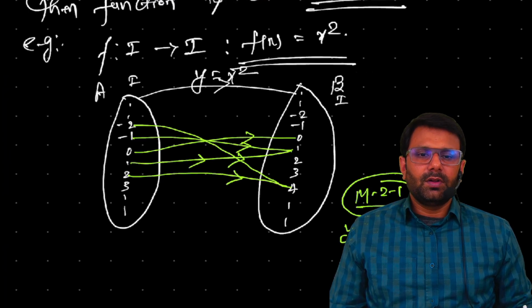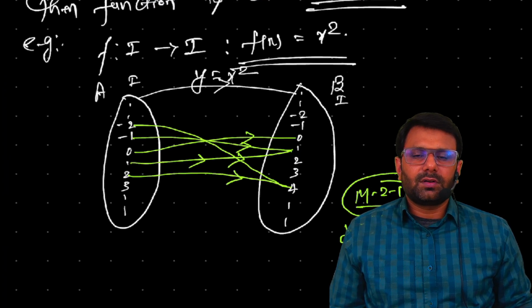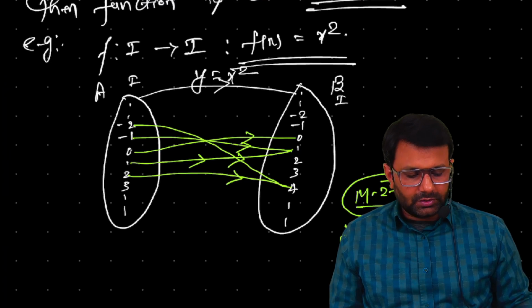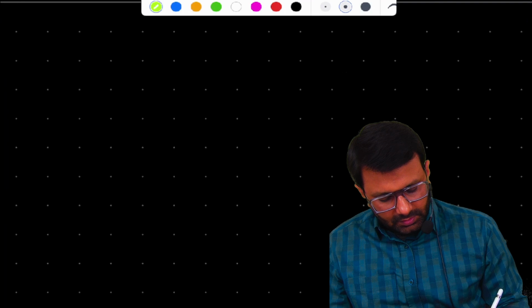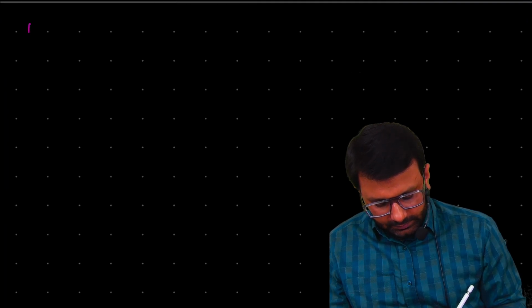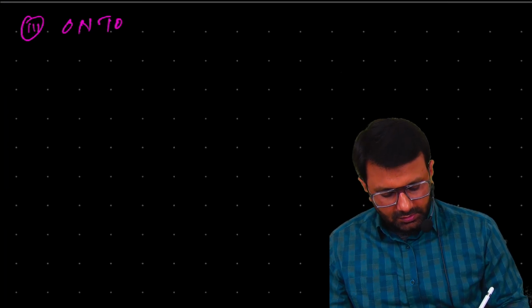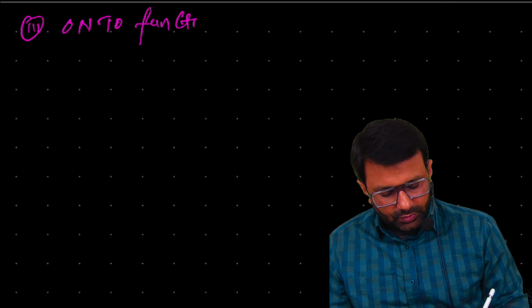I hope up to here it is clear. Any confusion up to here? Okay, no problem. So can I discuss next? Third is onto function. Is this color visible? Okay, yes. So third is onto function. Now tell me, onto function.